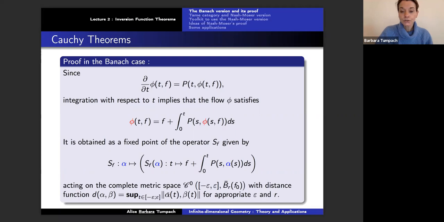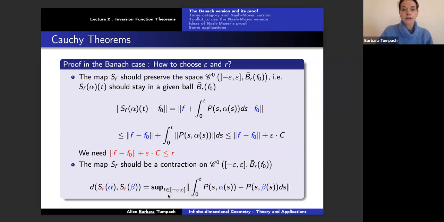And we want to find appropriate parameters epsilon and r, such that, using the estimates of the hypothesis of the theorem, this operator S_f is a contraction. So there are two conditions. The operator S_f should preserve the space, and it should be a contraction on the space. That's the two ingredients for the contraction theorem.